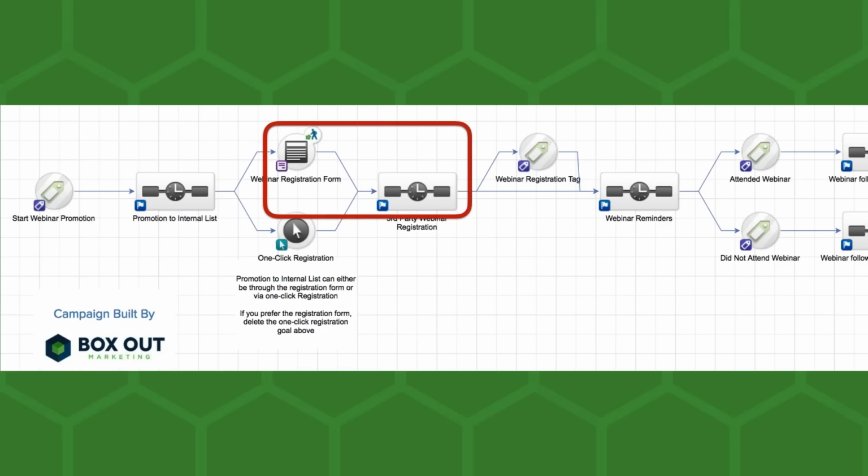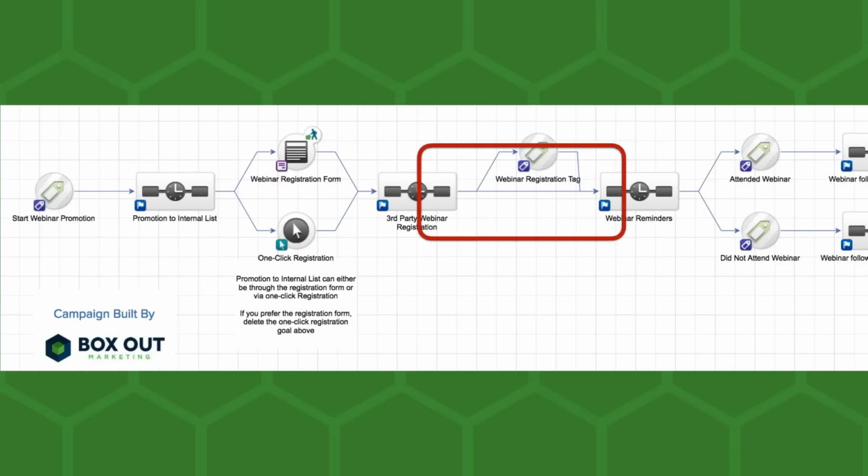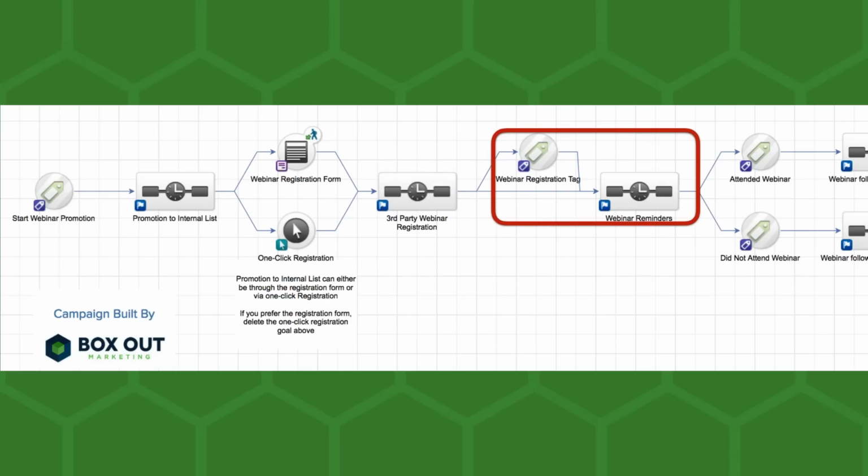And when people fill out the form, they go into the third-party webinar registration sequence. So we have an integration with GoToWebinar, or if you're using WebinarJam or whatever, your integration is going to happen there. The integrations that we build with our tools, we make sure that when it's successful, it applies a tag. So that's our webinar registration tag there. So we know they automatically flow into the webinar reminders if they have a successful registration. If they don't, then we have a catch-all there. It's going to flow into the webinar reminders anyways.